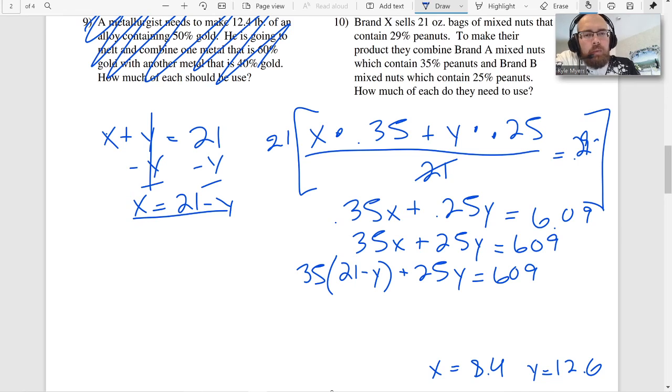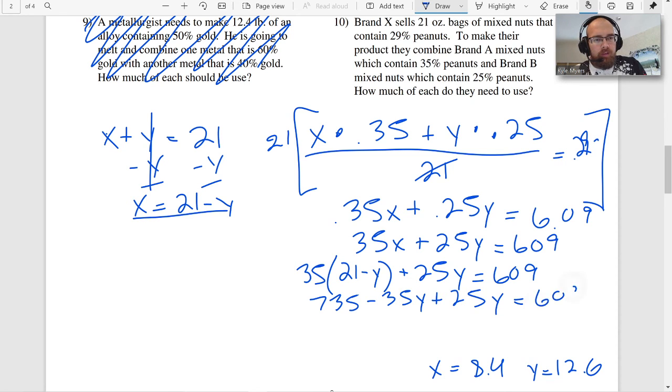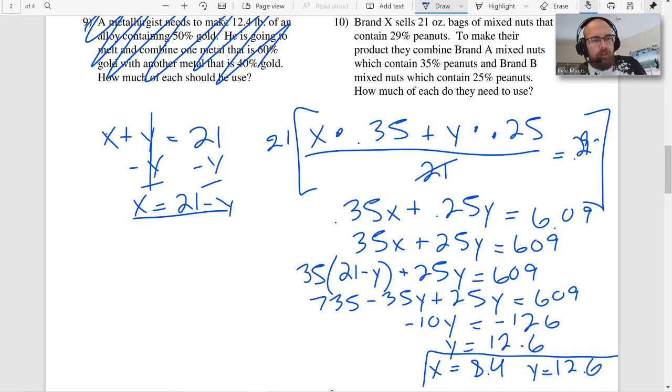All right, then I want to distribute. Again, as I said, this is a daunting problem here. 735 minus 35y plus 25y equals 609. Minus 35 plus 25, that's going to be minus 10y. And I'm going to go ahead and subtract 735 from both sides. So 609 minus 735, negative 126. And then we would divide both sides by negative 10, so y is going to equal 12.6. Aha! And it does. All right, so that looks good.